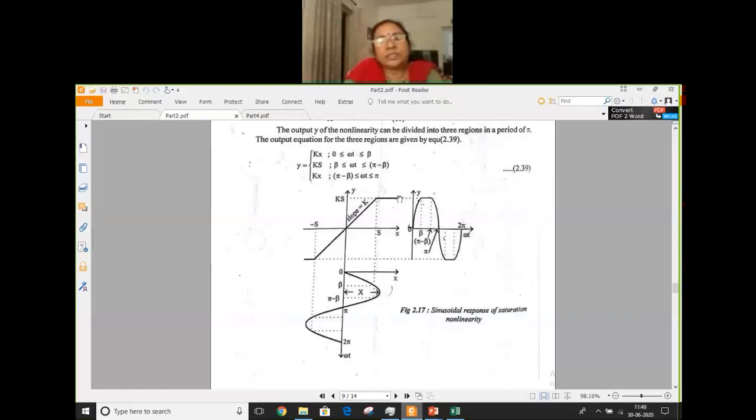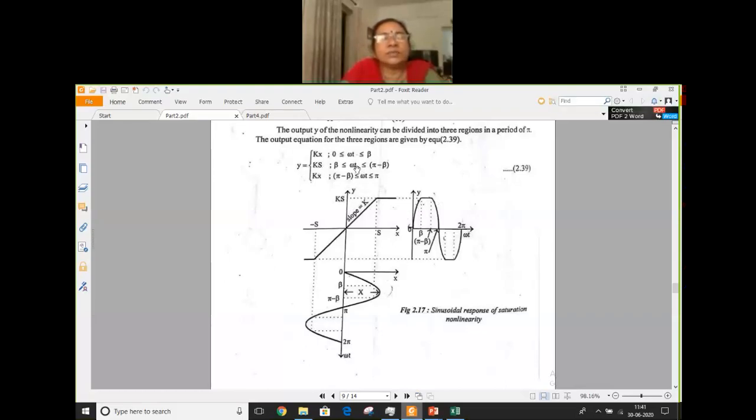Now the output you have got. How does the output vary? At different points, what is the output? The output is y. y is equal to kx from 0 to beta. From beta to pi minus beta, what is the output? It is this constant value. What is that constant value? ks. That is y is equal to ks.